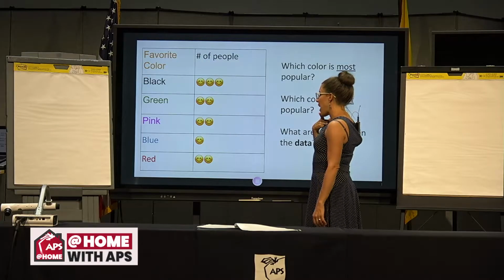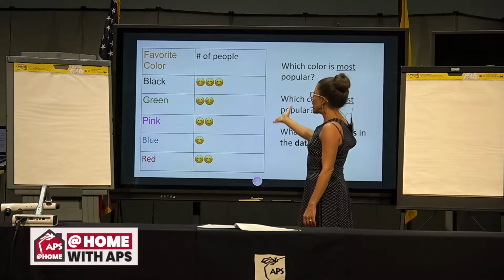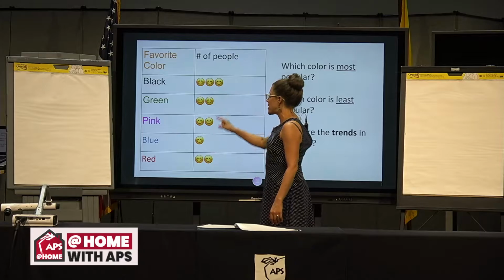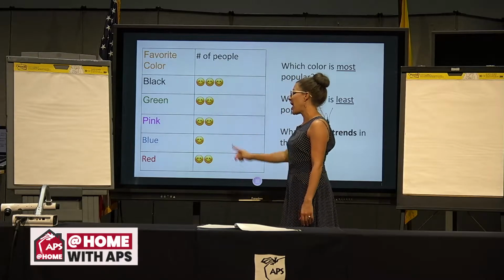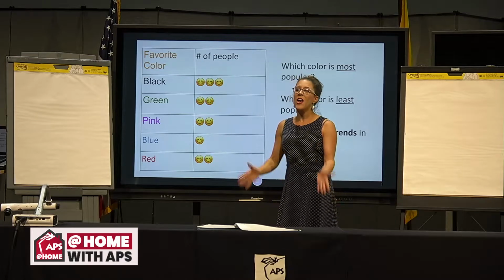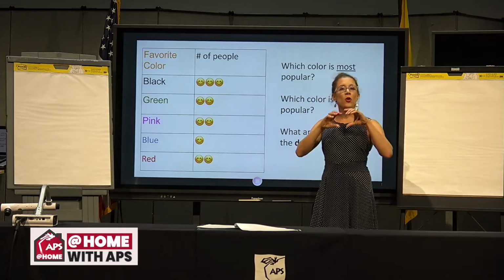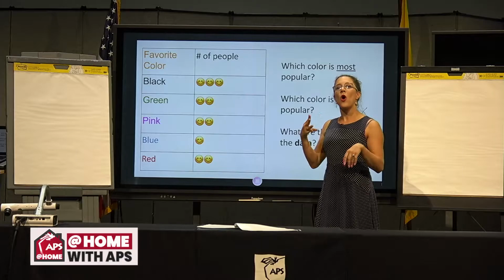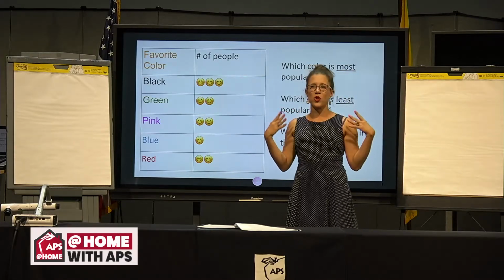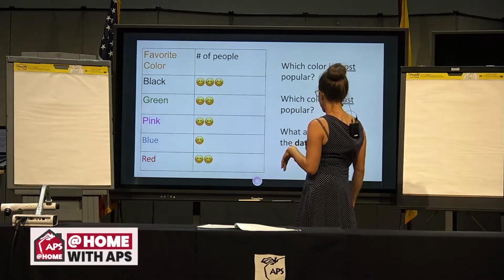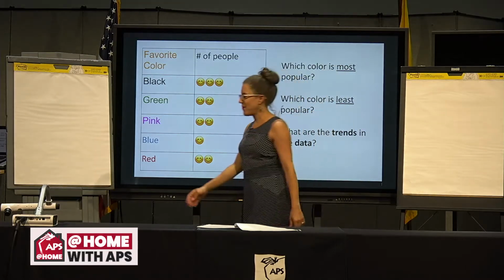So I could say, the trends in my data here is that 2 people chose green, 2 people chose pink, and 2 people chose red. So those were equally popular, those 3 colors. So that's another conclusion I could draw from my data. Pretty cool, huh?